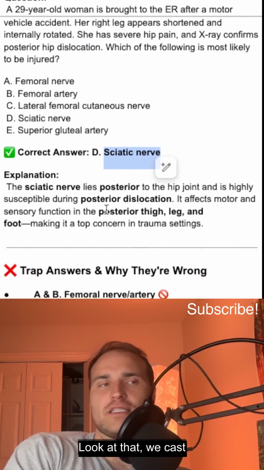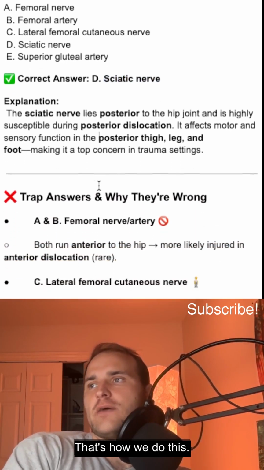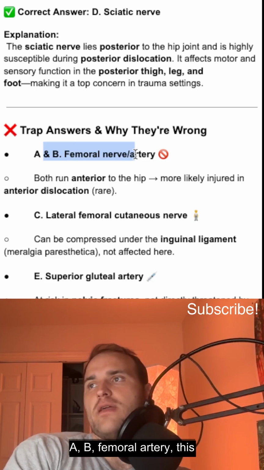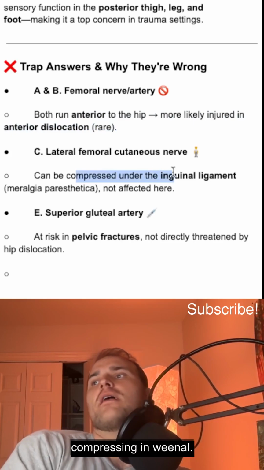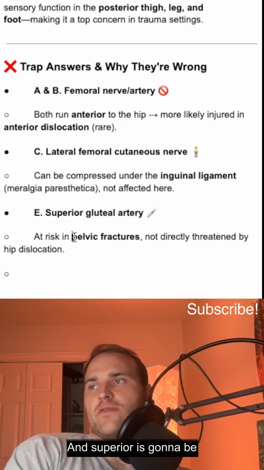Sciatic nerve. Look at that. We cast 3 nets and then it caught 2 of them. That's how we do this. That's how we ace this test. A, B, femoral artery, that's going to run anterior to the hip, more likely injured in anterior problems. Lateral, compressed during inguinal. And superior is going to be a risk in pelvic fractures.